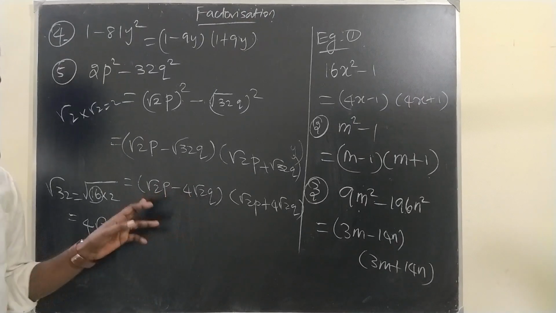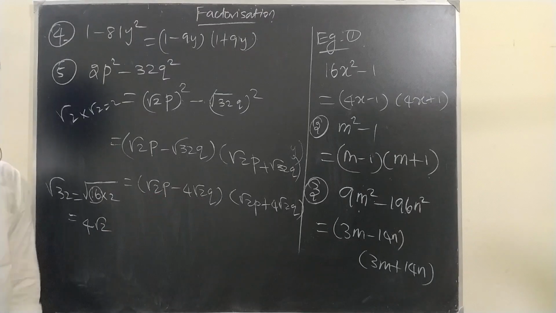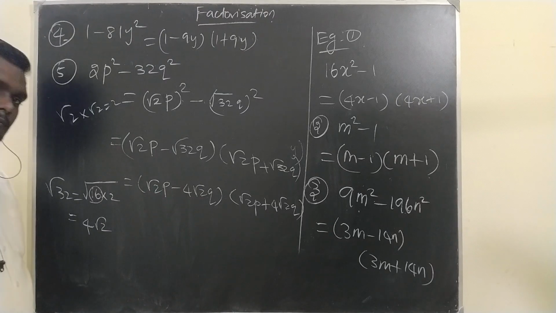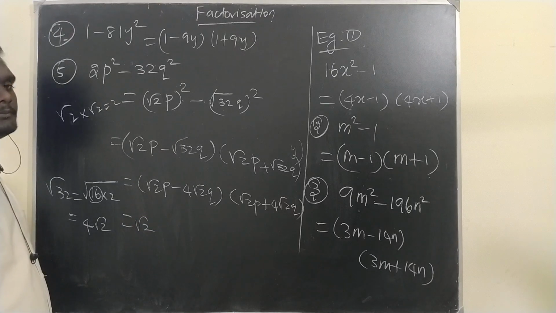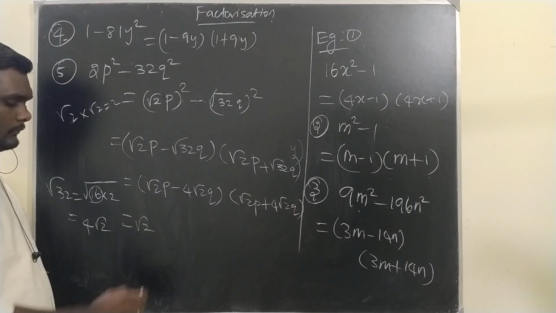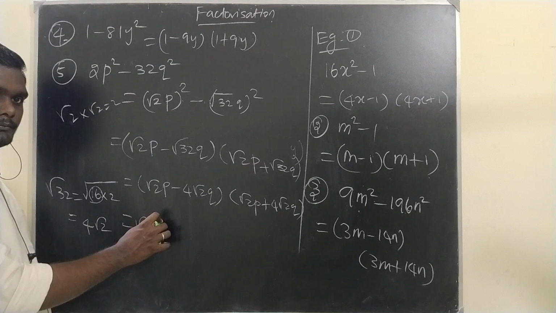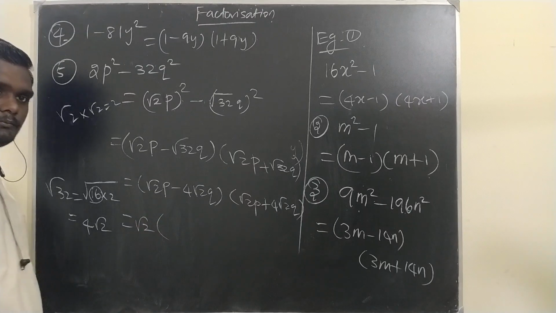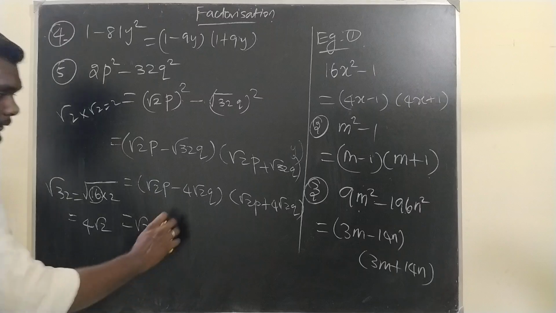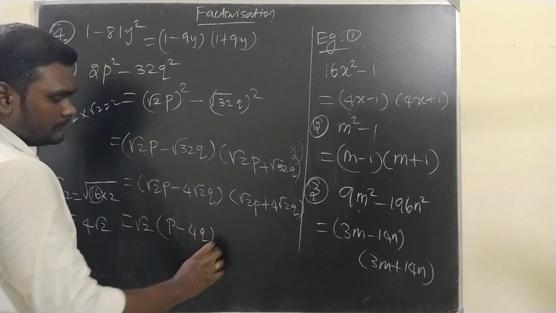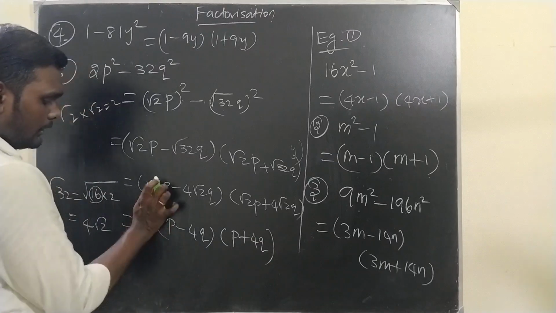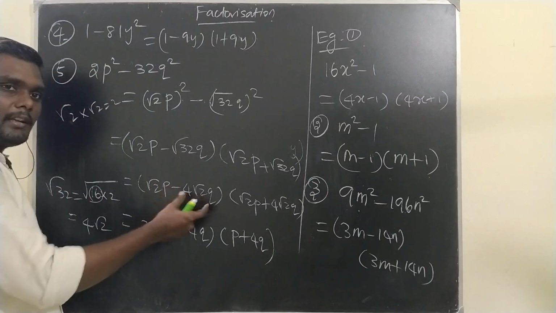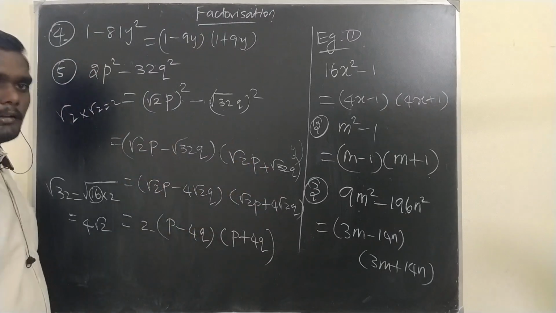Now when you see this, you may see that root 2 is a common factor. Remember that root 2 we can take out. Then what will we do? Here only p minus 4q and here p plus 4q. Root 2 into root 2 will get 2. From this bracket I will take one root 2, from this bracket I will take another.